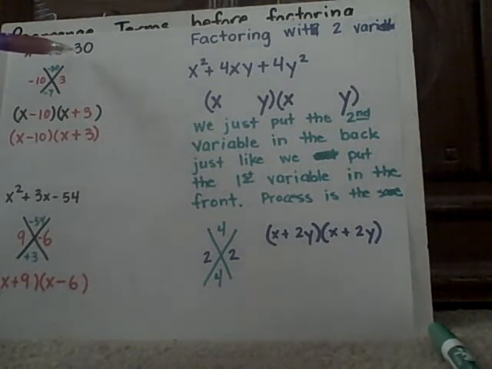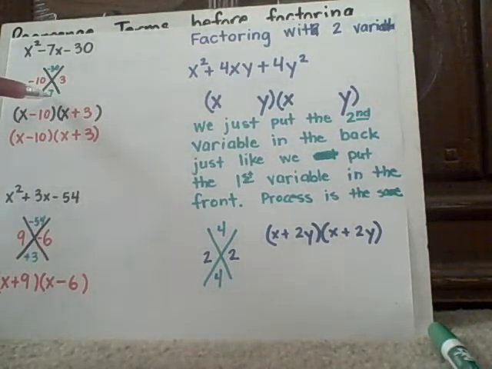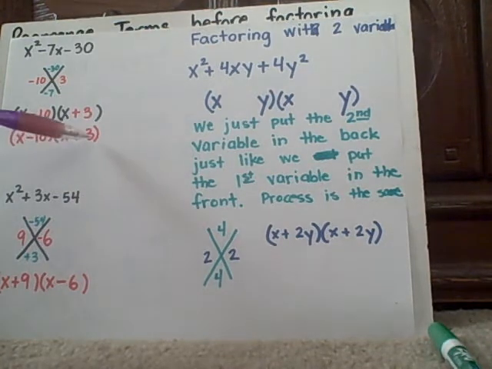I have 1 times 30, 2 times 15, 3 times 10, and 5 times 6. Of the ones just mentioned, the one that works is a negative 10 and a positive 3. Negative 10 and a positive 3 add to get a negative 7. So how this trinomial is factored is x minus 10, x plus 3. Once again, the negative 10 just travels down and it sits in the front parentheses, and the positive 3 travels down and it sits in the back parentheses.